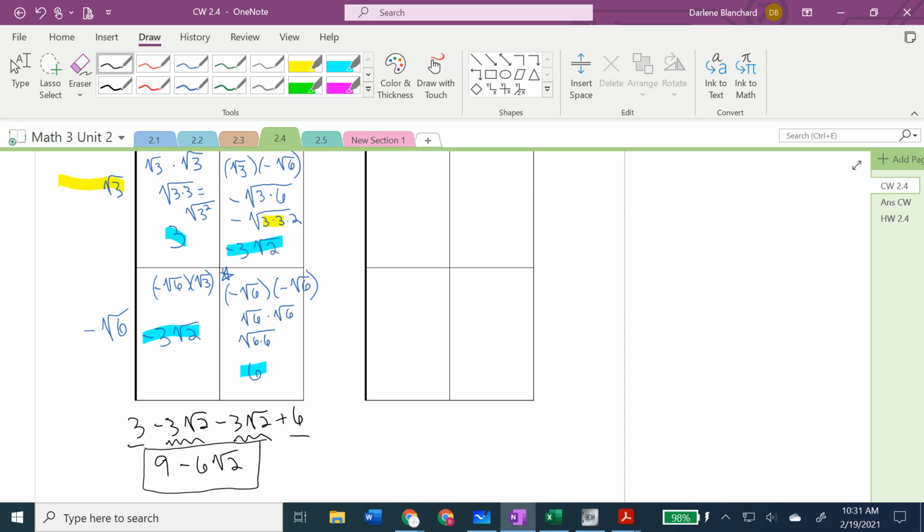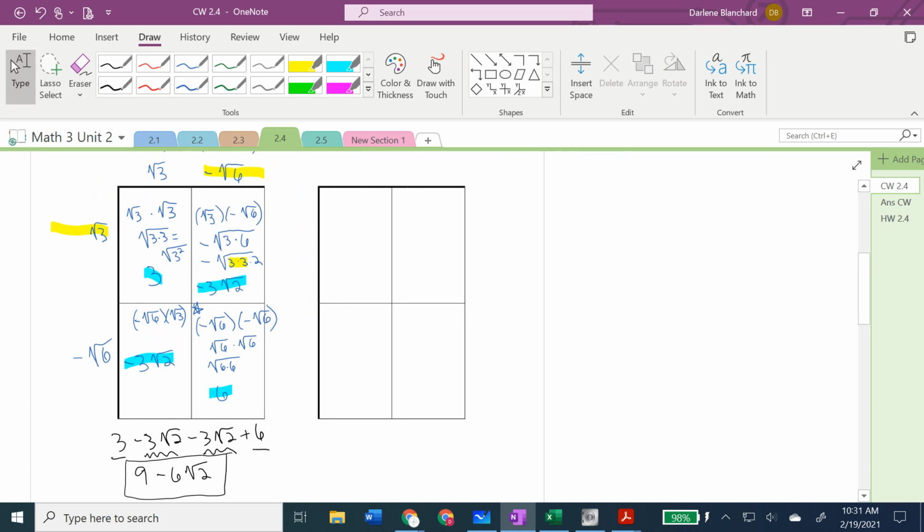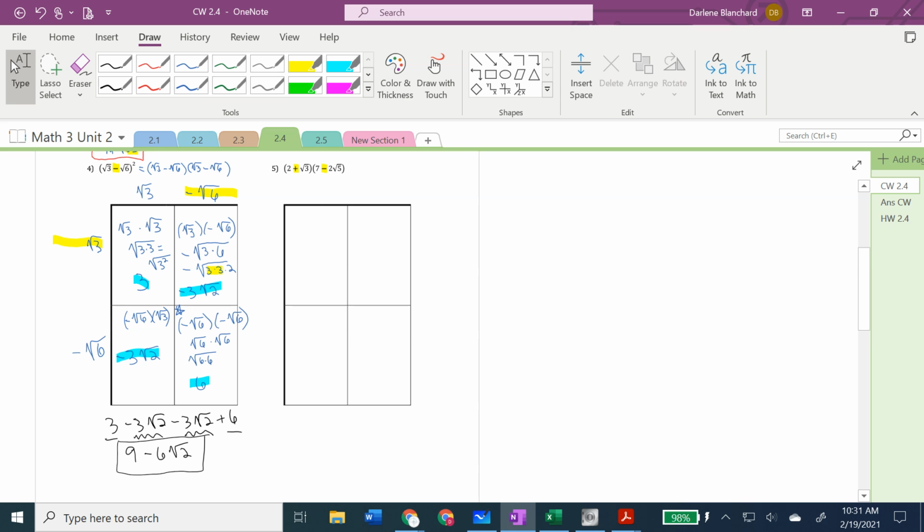So I want to repeat, anytime you have addition, subtraction in a parentheses, when you're multiplying, you need to do the box multiplication. And look really carefully at 4 and 5 as they are written and see the need for the box multiplication.